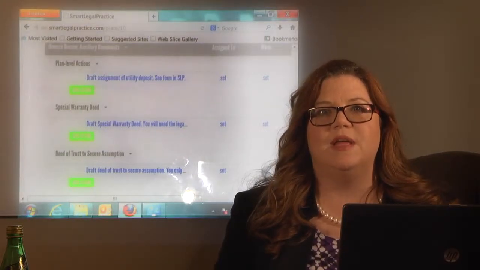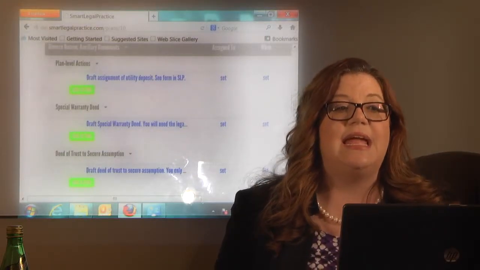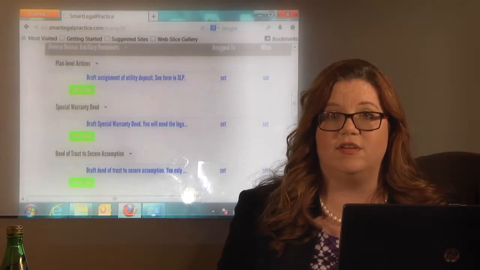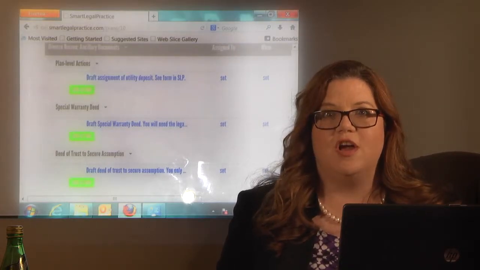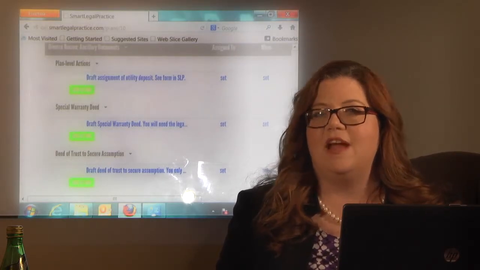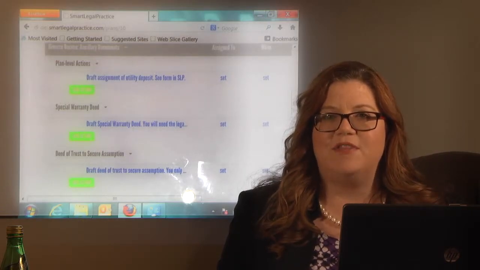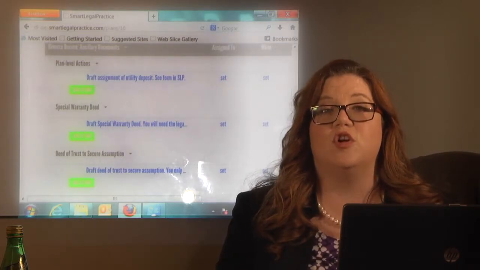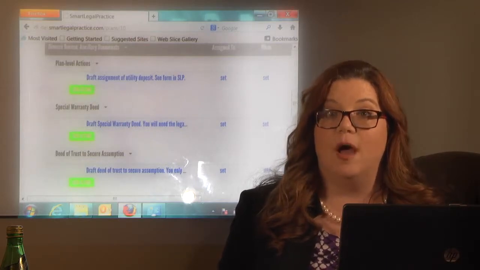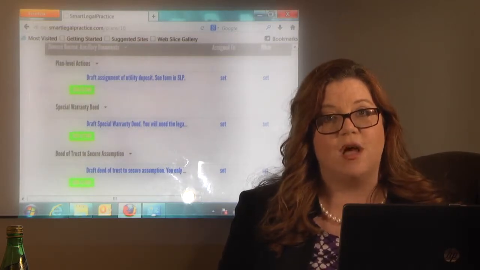Let's talk about our template on ancillary documents. It's titled Divorce Decree Ancillary Documents. So as you know, when these people get divorced, they always have some extra documents that we have to do to effectuate their agreement. And there's common ones that we have to do, and there's less common ones.